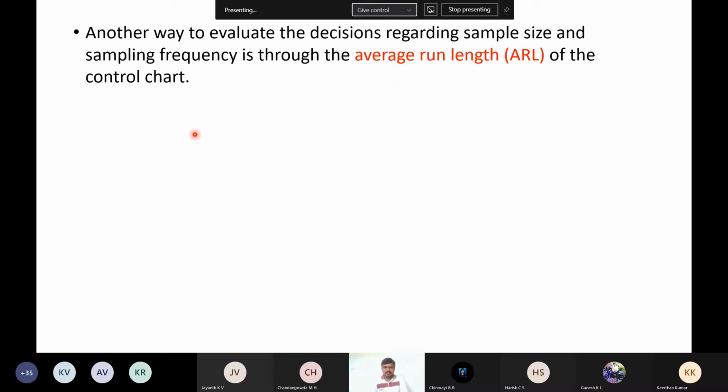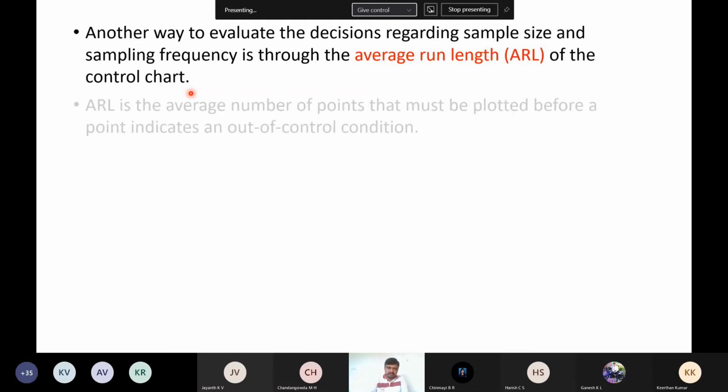For example, you can apply this average run length to online classes also. Suppose you lose interest in listening to lectures after 10 minutes; that means we can expect that after 10 minutes you will not listen to the lecture. That is the average run time. So a 10 minute duration is the average run time. Like that, it is how frequently a point will lie out of the control limit. That is the average run length.